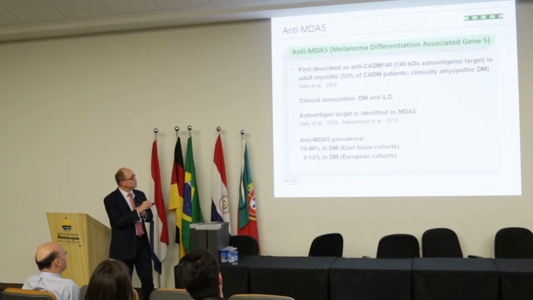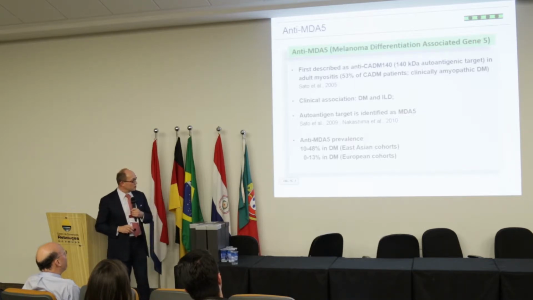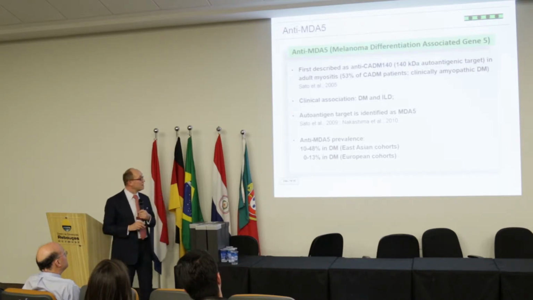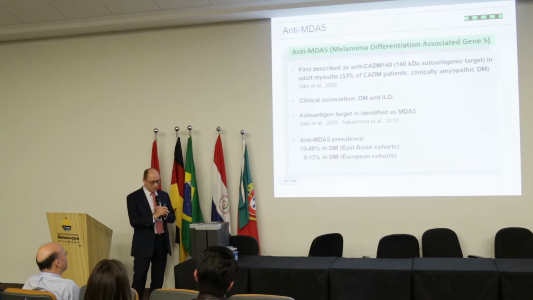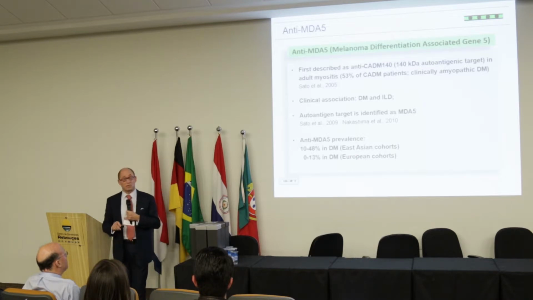It took some years to identify really the target, and here you see the name of the target. Originally described also in Japanese patients, the prevalence in Asian cohorts is much higher than in European cohorts. Sometimes it's not found, but in some other studies, these antibodies are also found in European cohorts.